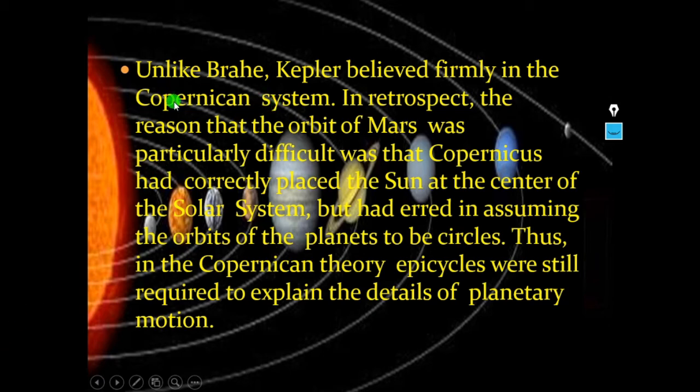So, unlike Brahe, Kepler believed in the Copernican system, that is the heliocentric system, that the sun is the center and all the planets are revolving around the sun in circular orbits, which was given by Copernicus. But Kepler believed that even though the sun is at the center and the planets are revolving around it, they are revolving not in circles, but their orbits are in the form of ellipses, not a perfect circle. This discovery he made.